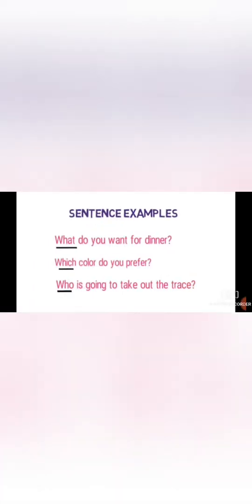Examples of these: What do you want for dinner? So what is used here as an interrogative pronoun. Which color do you prefer? Now, which is an interrogative pronoun. Who is going to take out the trays? Now, one thing to point out here: what, which, who are at the start of the sentence.